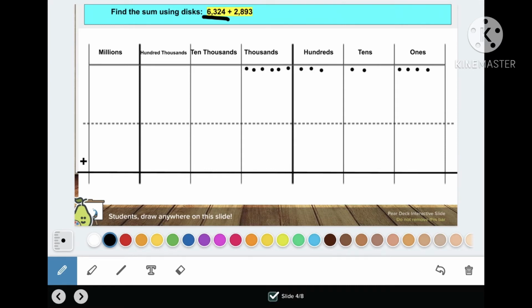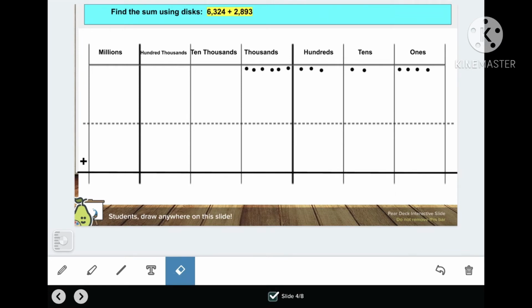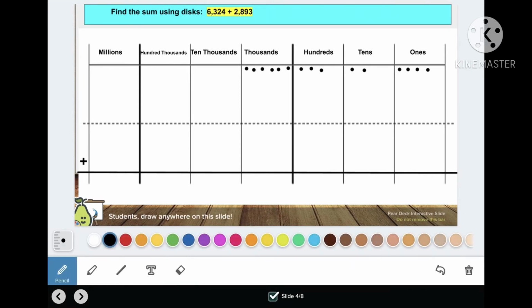Awesome job, you guys. So now we've already identified how many discs I have in the number 6,324, and we've already written that number using discs on our place value chart. Let's do the same thing for our second number, 2,893. What number's in my ones place?